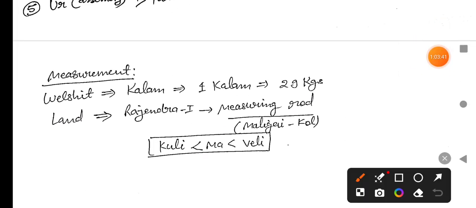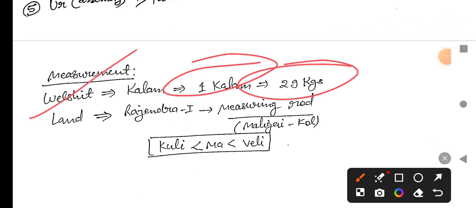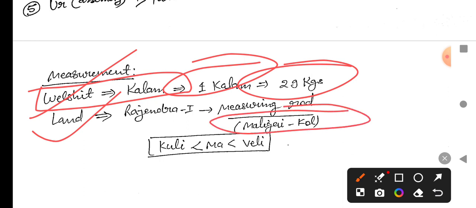And these are the measurement systems. Well sheet means column; one column is 29 kg, that means 29 kg of grains you need to measure. Through these measures you use the measurement system. And for land, during Rajendra, the first measuring rod was discovered, known as Maligai coal. And valley is heavier than Ma and Kuli. So you need to remember this.